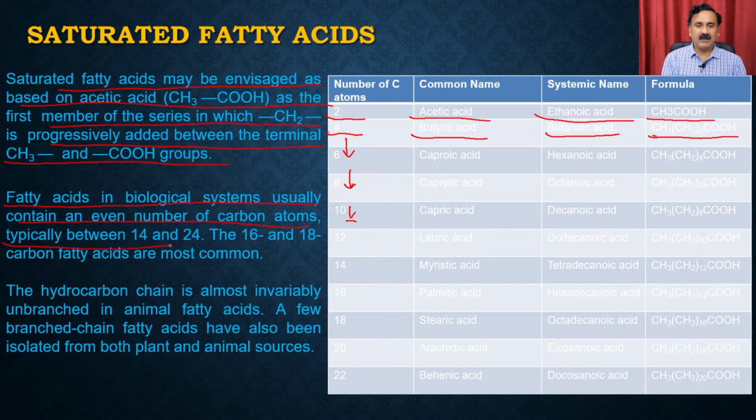Typically 14 to 24 carbon atoms are present in saturated fatty acids. The hydrocarbon chain is almost invariably unbranched in animal fat. A few branched-chain fatty acids are also found in plant and animal sources.